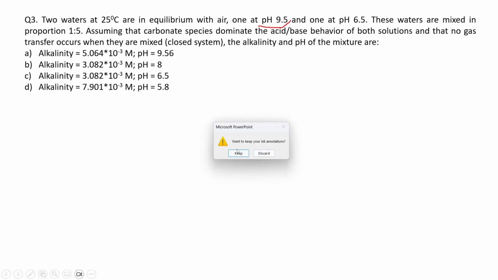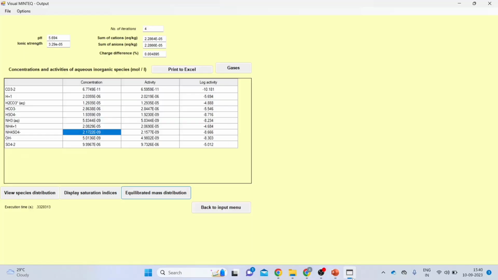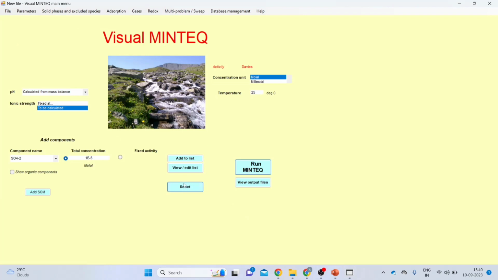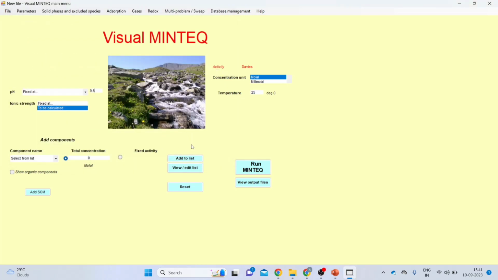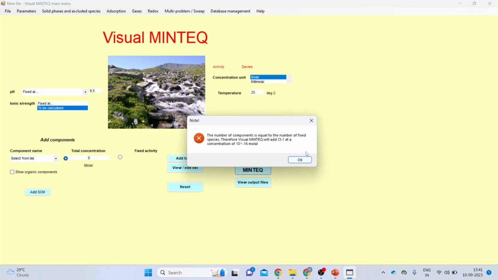So let's see the question in Visual Mintek. So let's go to Mintek. We have already solved it. So by going to the back menu, we will reset it. It was mentioned that the pH of the system is 9.5. So what we are going to do is fix the pH as 9.5. Now we have to specify the gas because it was told in the question that it is in equilibrium with the atmosphere. So we will add it. It has already been added. And next we will run the Mintek.